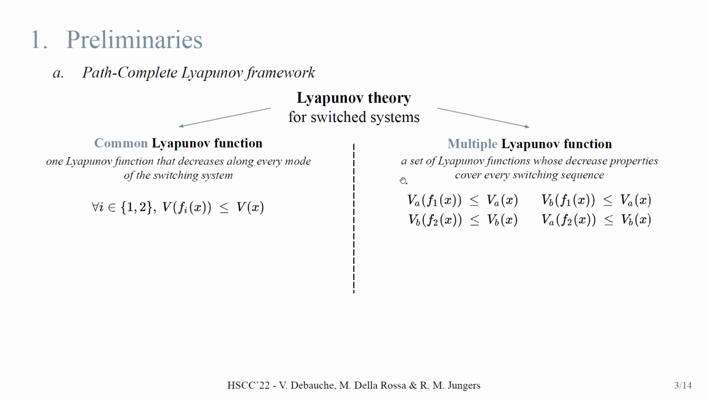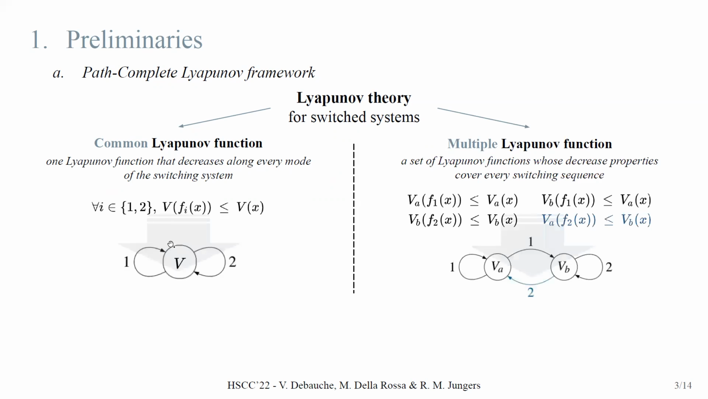For instance, this set of four inequalities can be used to prove the stability of a switched system with two modes. But for the sake of simplicity, those sets of inequalities can be translated in terms of graphs where one node will be associated to a Lyapunov function, and each labeled edge will describe a Lyapunov inequality. For instance, the common Lyapunov inequalities are encoded by a single node with as many loops as the number of modes. And this example is encoded by a graph with two nodes and four edges, so one per inequality.